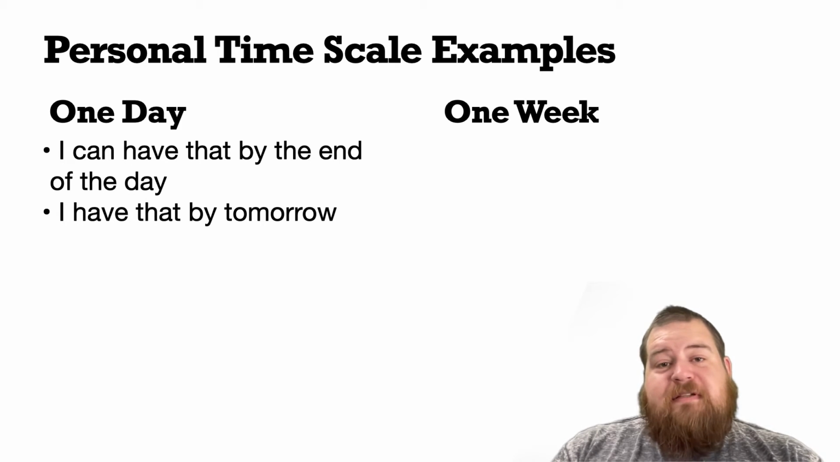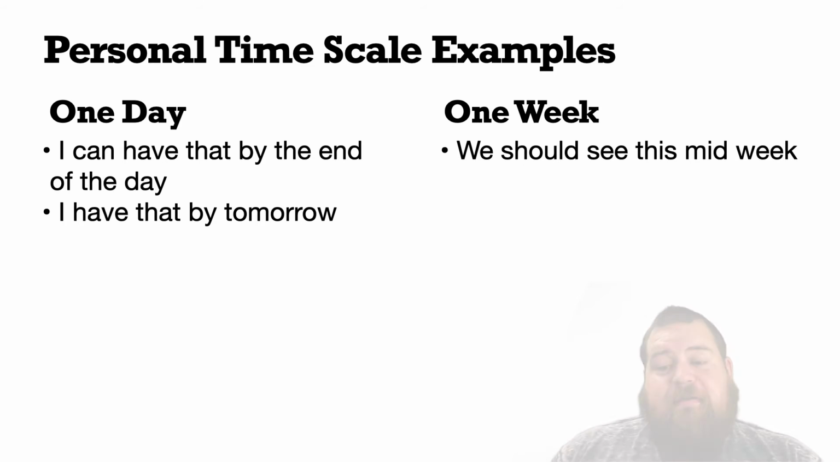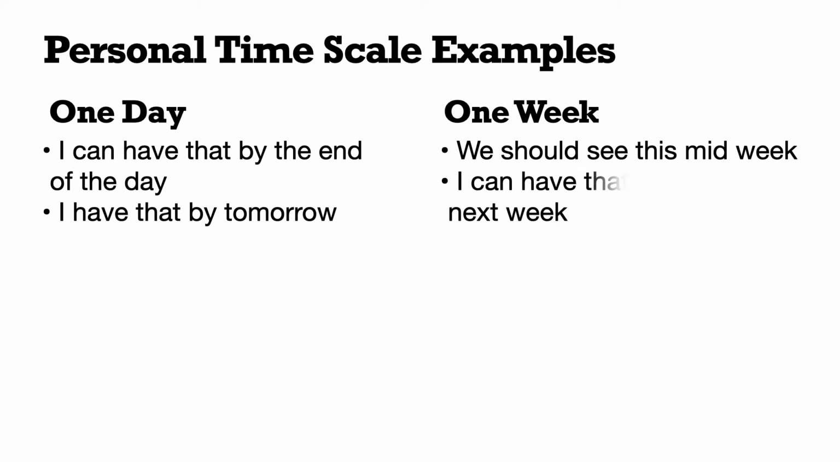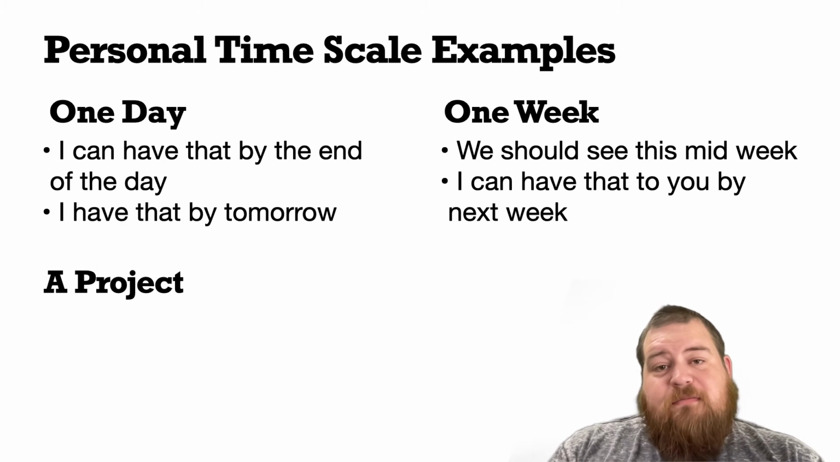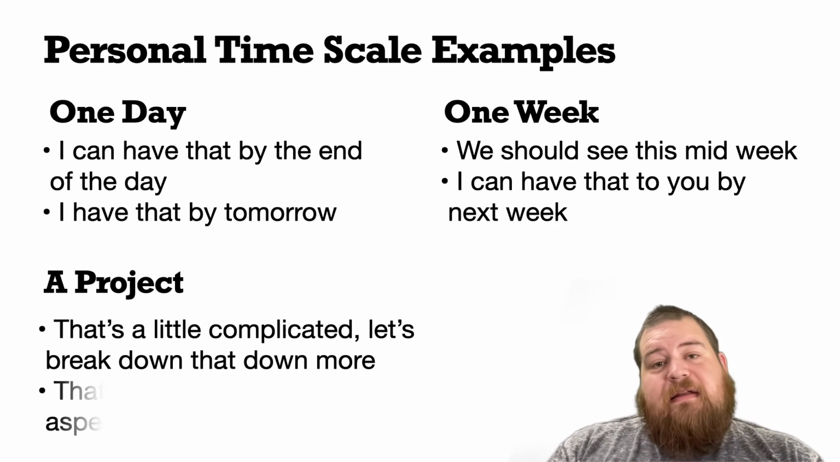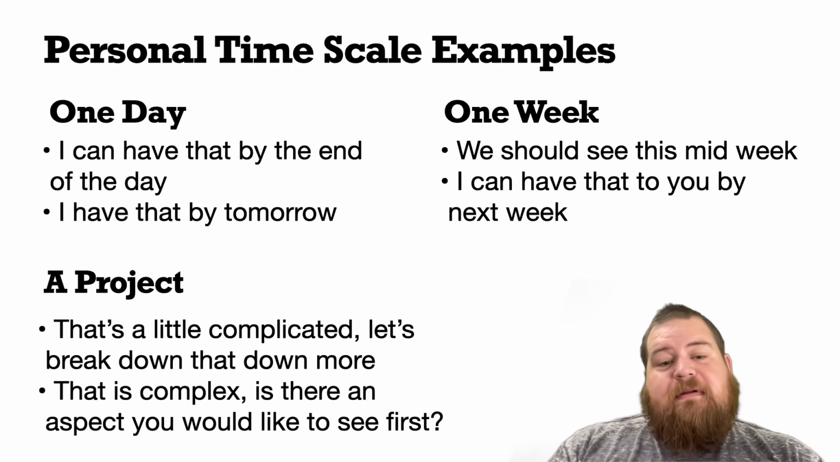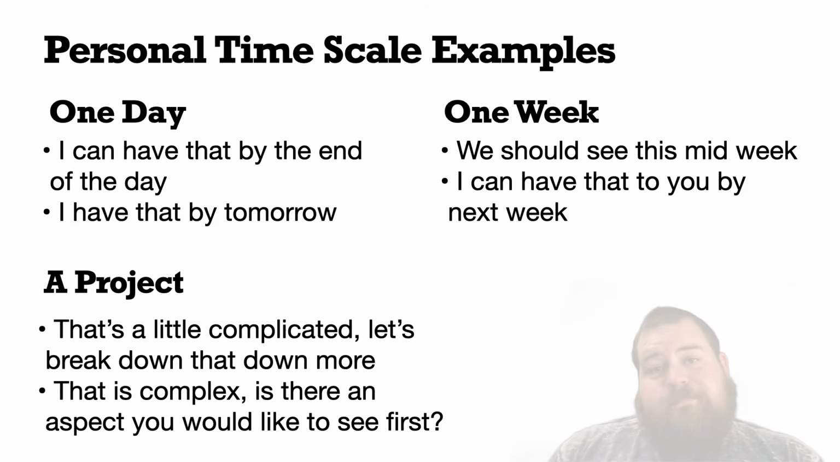Similarly, on a week timescale, you might say, we can have that midweek, or I can have that for you by next week. When something takes more than a week, we should probably consider it to be a project, and we can use things like, that's a little more complicated than I was expecting. Let's break that down. Or we might say, that's complex. Is there any part that you would like to see first?